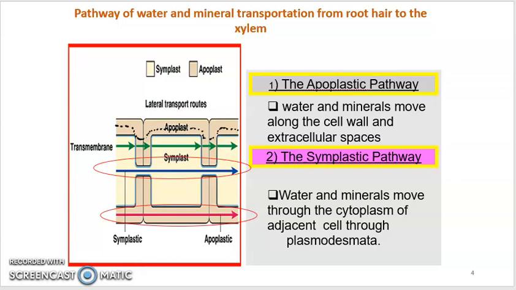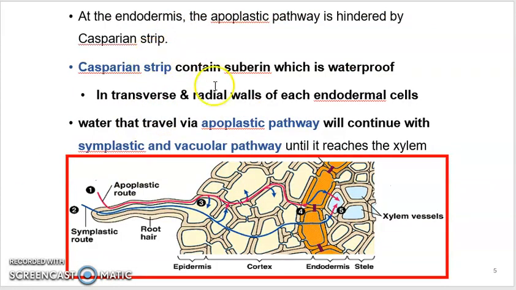Tetapi apa yang berlaku kepada apoplastic pathway at the endodermis, ni adalah structure of the endodermis. Apoplastic pathway is hindered. Hindered ni maksudnya dia macam blocked by Casparian strip. Kalau awak perasan dekat sini, at the wall of the endodermis, dia ada satu structure yang kita panggil sebagai Casparian strip. Yang color merah ni. So this is Casparian strip. Actually based on the Casparian strip, it contains suberin. Suberin ni dari segi karakteristiknya adalah waterproof. Waterproof means dia tidak telap air. So means that water cannot move along the cell wall of endodermis because of what?